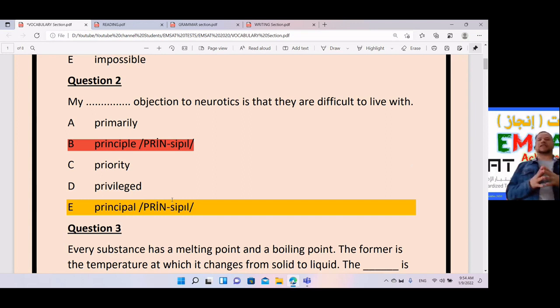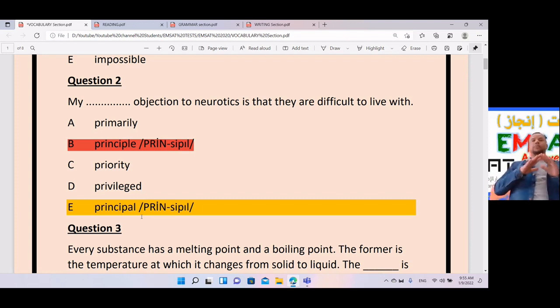Question 2. Yes, some misunderstanding may happen to some of the students about question 2. My principal or principle. The pronunciation is the same or close, but the meaning is different. One is spelled PLE, another one is spelled PAL. Principal, principle. So which one is the answer now? If you want an adjective, the first one, the red one, B, is a noun. The second one is a noun and an adjective.